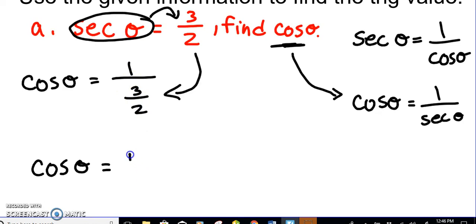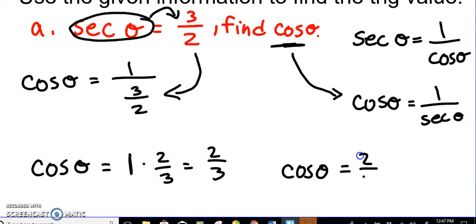So you can either say flip it, or we can do this, and either way, it's still the same thing. If we flip 3 over 2, it's still 2/3. Or if we do keep change flip, it still gives you 2/3. So cosine theta equals 2/3.